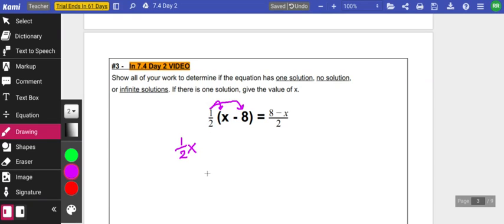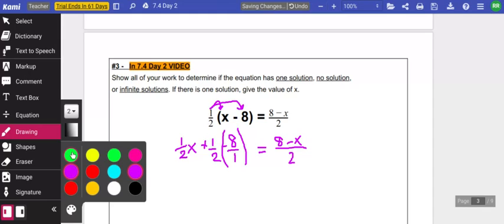I'll go back and cross simplify later. So this is a positive 1/2 that I am distributing, and I'm multiplying that by -8. I'm going to write -8 as a fraction because I'm multiplying that by the fraction 1/2. So -8 as a fraction is -8 over 1. I'll bring my equal sign down, and I'm going to leave this side as is for now. 8 minus x over 2.